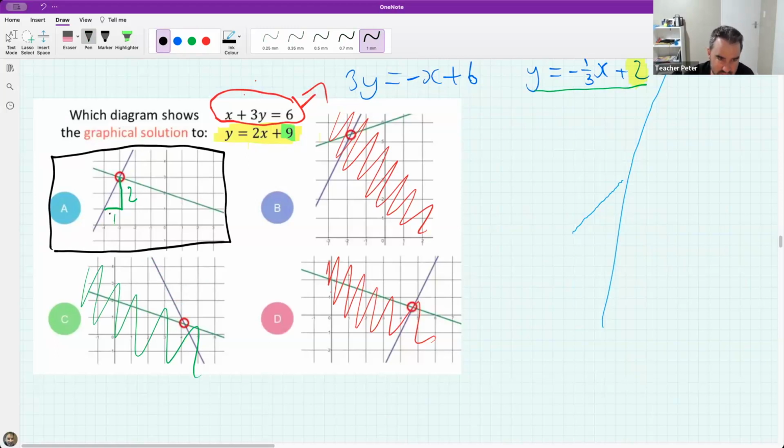So I'll point out why this is. We can see that the green line has a negative gradient, and it's going through plus 2, which is going to relate to this graph here. The purple one has a gradient of 2, but it has a y-intercept that goes way up here, which fits with the idea of being a plus 9, which is over here.